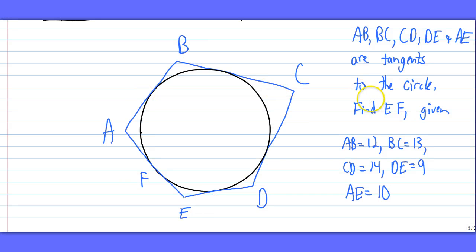This is our first walk around problem, and we have all these tangents to the circle. Our goal is to find the length of segment EF. So we'll call that length X. And because from a point outside of the circle, we can always draw two tangents, and those two tangent segment lengths are equal, that means that this length is also equal to X.